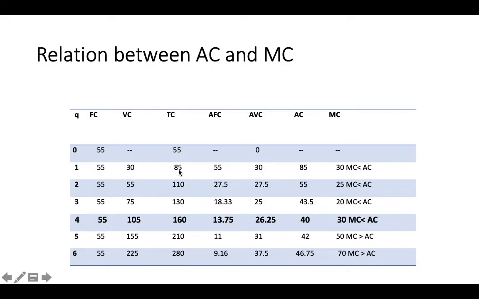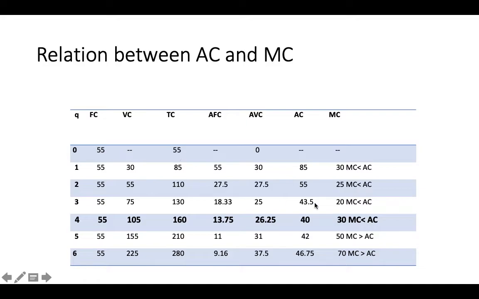After that come average fixed cost and average variable cost. Average fixed cost is when we divide fixed cost by the output, and average variable cost is when we divide variable cost by the output. Average cost is total cost divided by output. Then comes the marginal cost. The difference between the second and first value of total cost gives us the marginal cost.